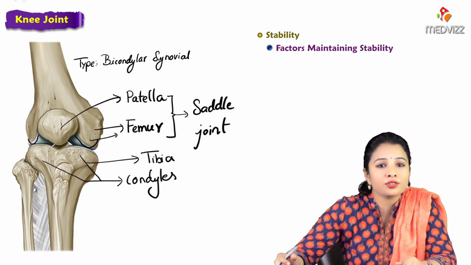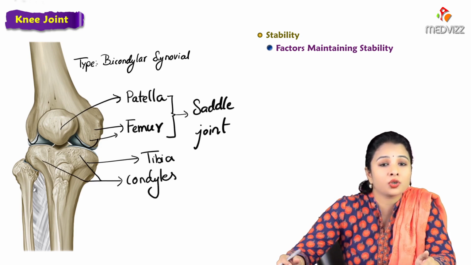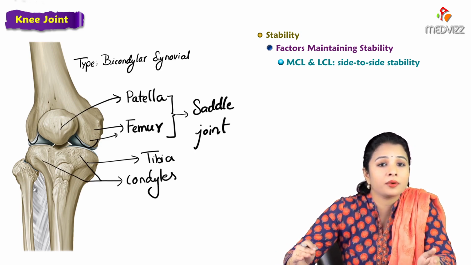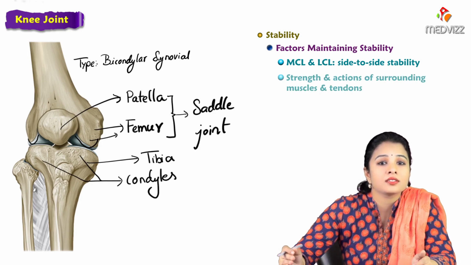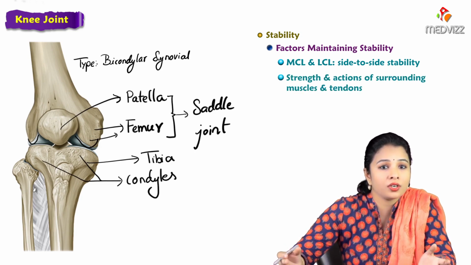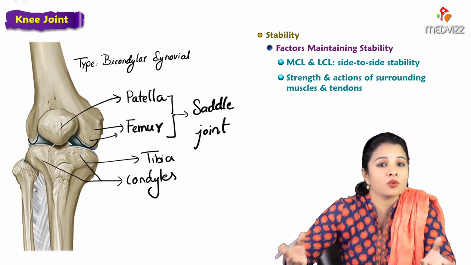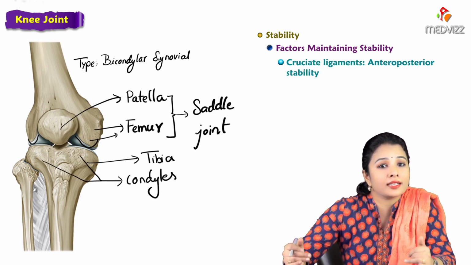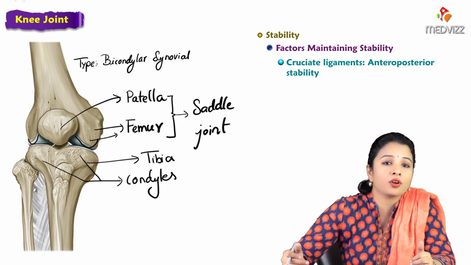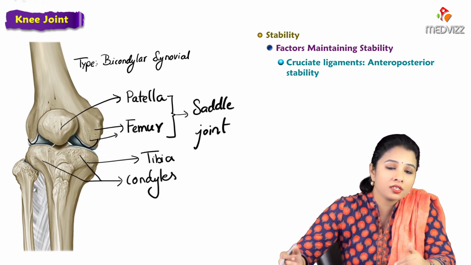The stability of the knee joint is maintained because of ligaments associated with the knee joint called the medial and lateral collateral ligaments, which are present on each side of the joint, providing side to side stability. Then the strength and actions of surrounding muscles and tendons. There are many muscles and tendons which surround and protect the knee joint, and there are special ligaments within the joint called cruciate ligaments, which also provide anterior-posterior stability to the knee joint.